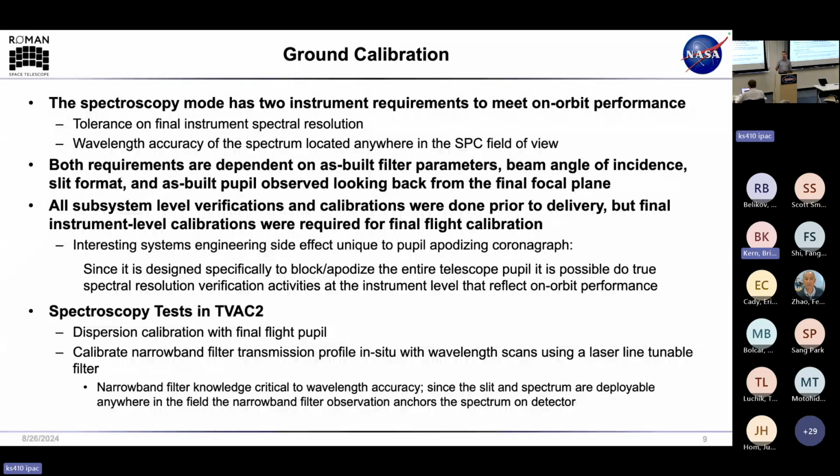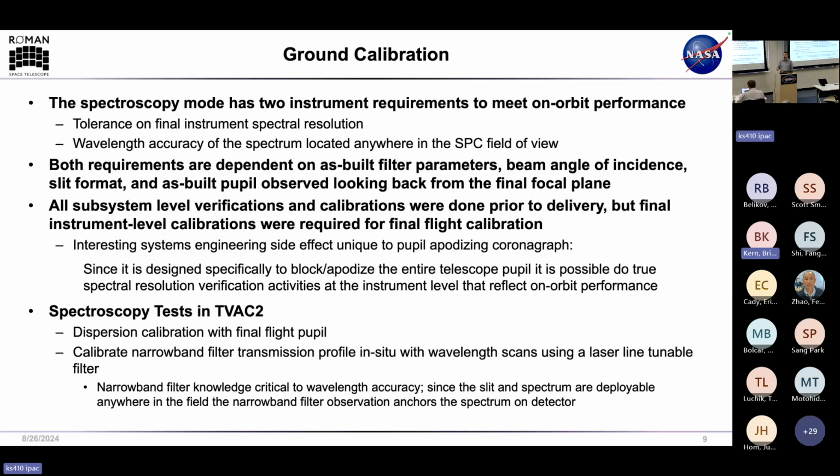Those narrowband filters are used in spectroscopy on orbit to pin the zero point of the spectrum that we get anywhere on the detector, because it's a deployable slit spectrograph. So we have to do both these things. We have to calibrate them at the instrument level. And they're both dependent on some very key instrument parameters.